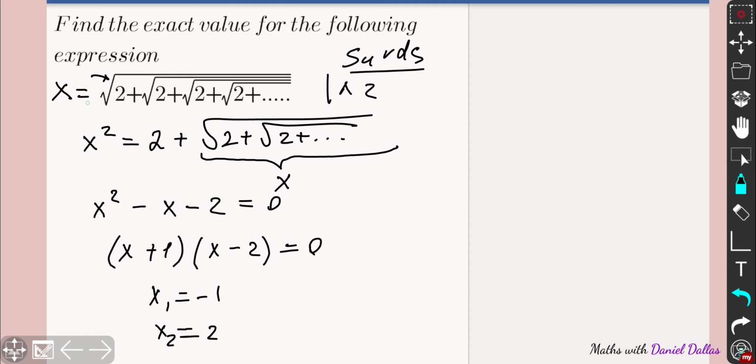Obviously we have the square root and it's always positive, so we need to say that x is going to be more or equal than 0. So in this case, we choose only x equals 2. So that's why the exact value for this expression is x equals 2.